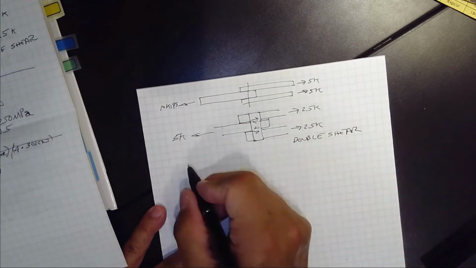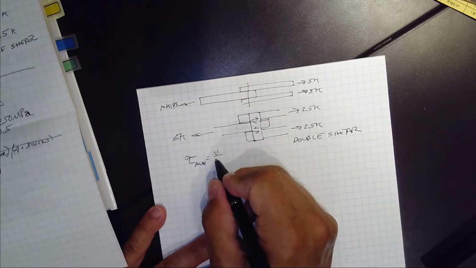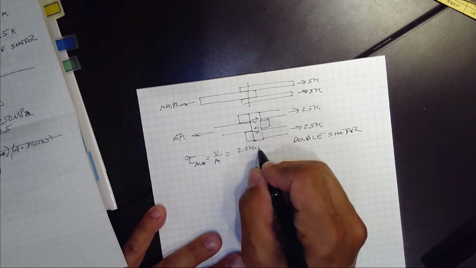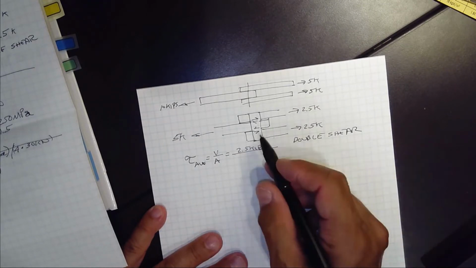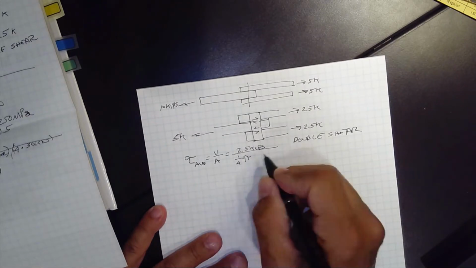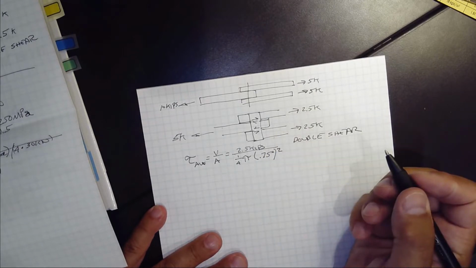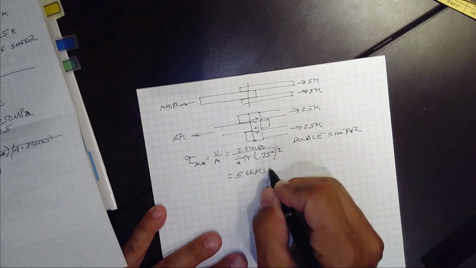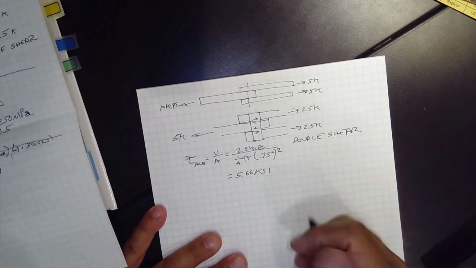So our average shear stress is V over A, and so that's going to be equal to 2.5 kips over the area. Well, they told us that it was a 3/4 inch diameter bolt, right? So the area is just 1/4 pi times 0.75 inches squared. And that's going to be equal to 5.66 ksi. So that's the shear stress on those bolts. Done.